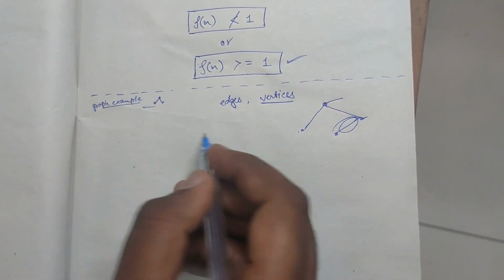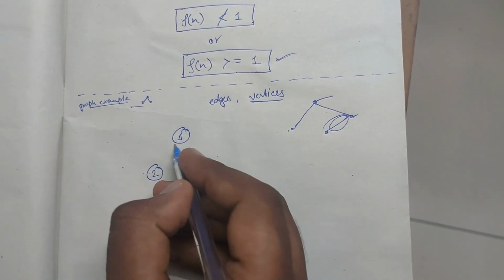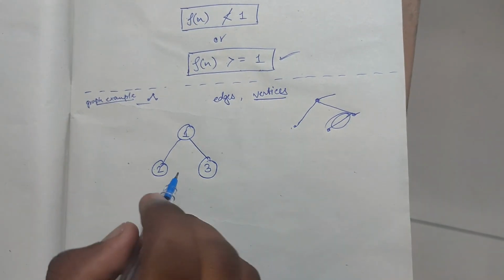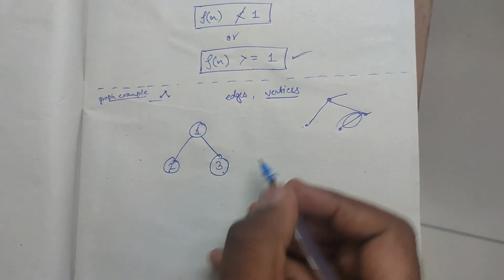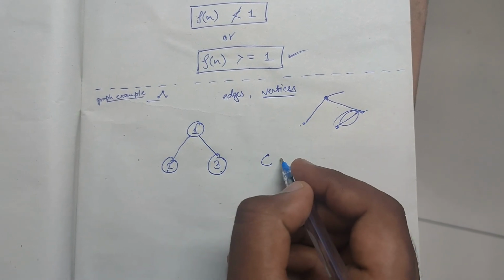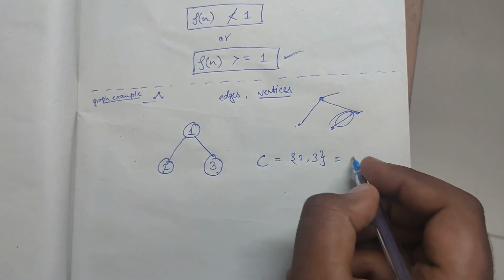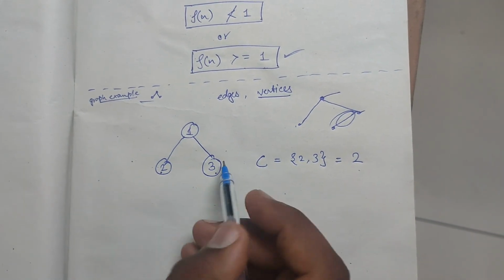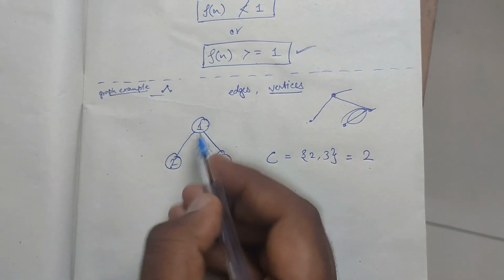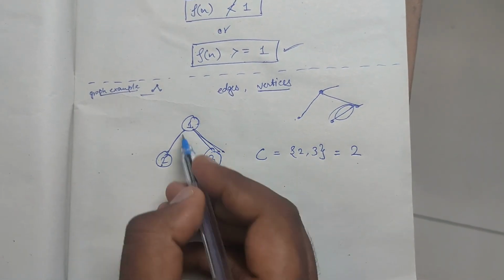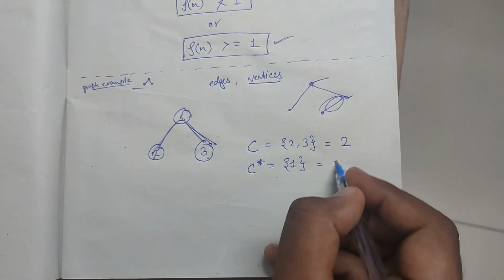Suppose you have one graph with vertices 1, 2 and 3, and these are the edges. To cover the whole graph, suppose you select 2 and 3. So your set C, which is the cost of the solution, would have 2 and 3. The size of C is 2. But we know that the optimal solution, by inspection of this graph, is to select vertex 1, which covers both edges. So C star, the optimal solution, would be 1 and its size is 1.